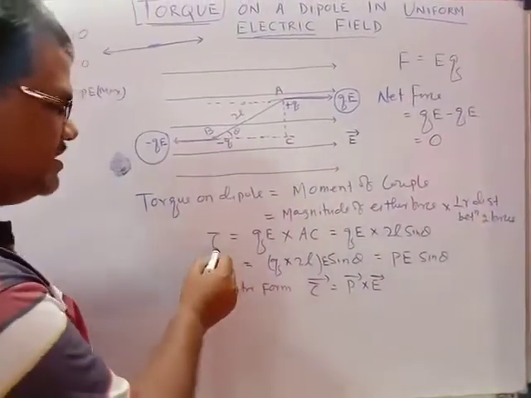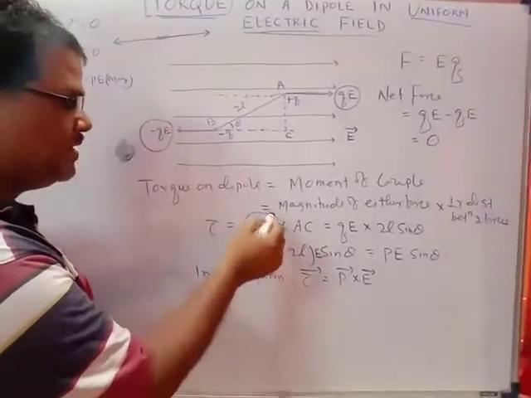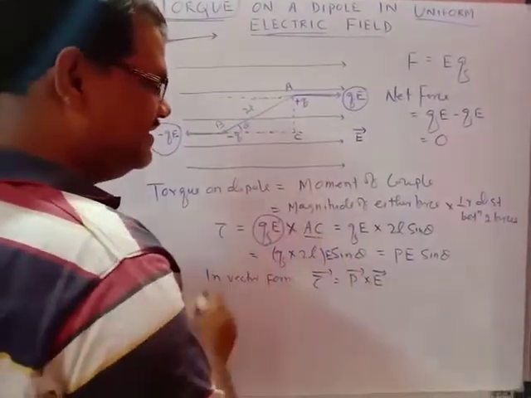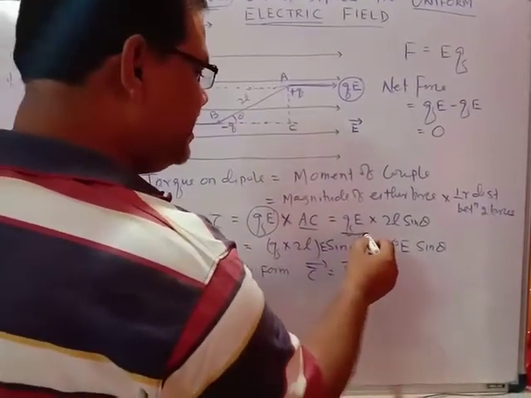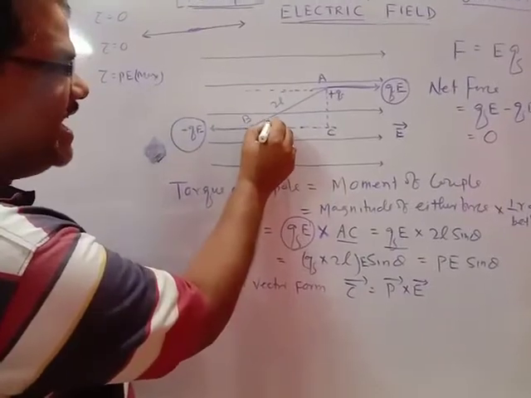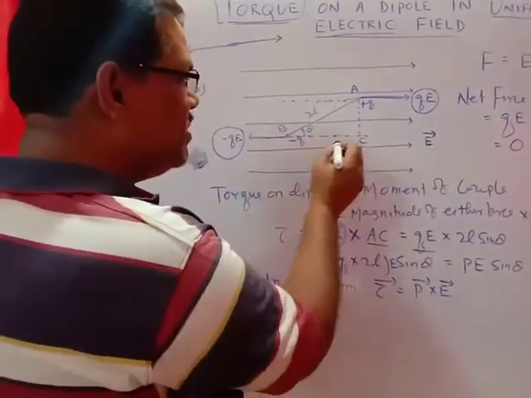So here torque equals the magnitude of either force, that is QE, multiplied by the perpendicular distance, that is SE. So it will be equal to QE into 2L sine theta. What is the SE? Because this theta is the angle made by the dipole with the direction of the electric field.